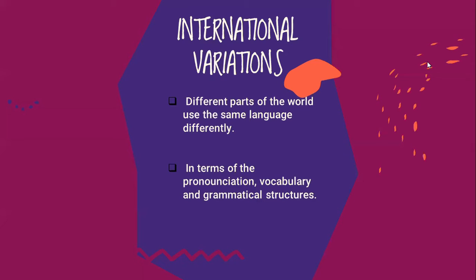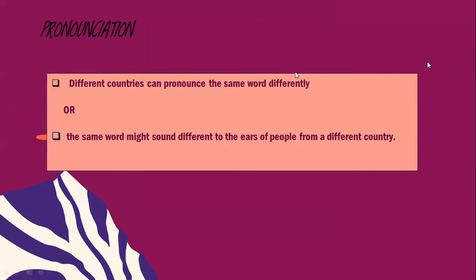Regional variation means that different parts of the world use English, or it sounds different, to the ears of other English speakers. Okay, moving on to the example.